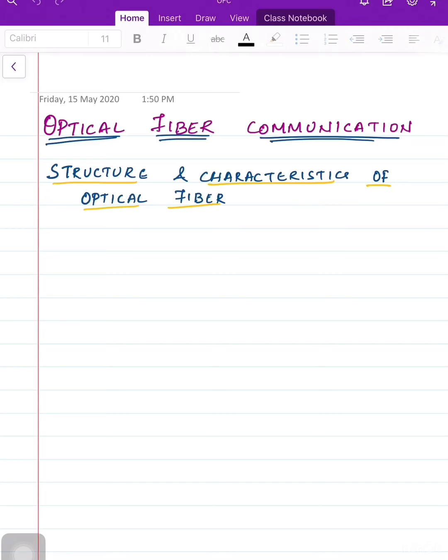You can call it delicate, which protects the delicate core and the cladding within it. So now let us go in depth with each of the components. I'll just write down the four basic components of an optical fiber.